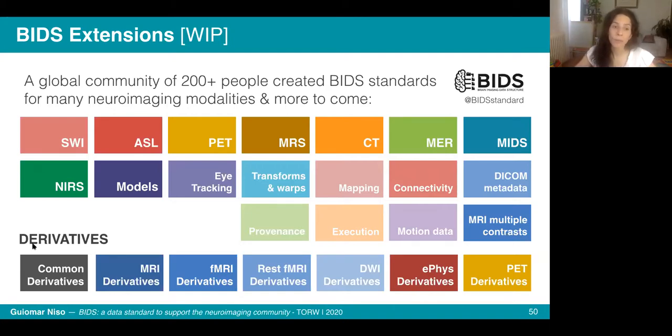And we have the derivatives, which are up to here. We're focusing on raw data, but we also want to extend the standard beyond that, to see how to organize the data once it's becoming preprocessed and processed and analyzed. So we just, a few weeks ago, merged the common derivatives standards in BIDS 1.4. So this has become like a basic pillar where all the other derivatives will start to hang.